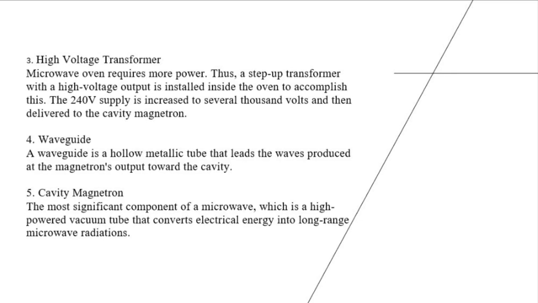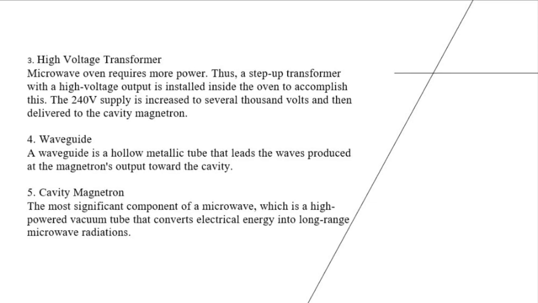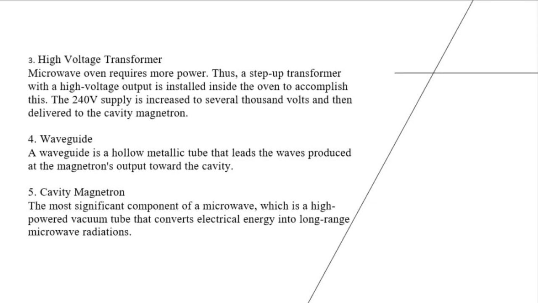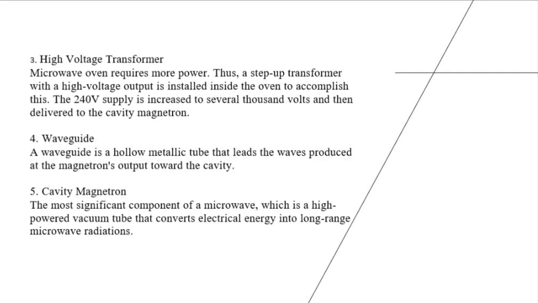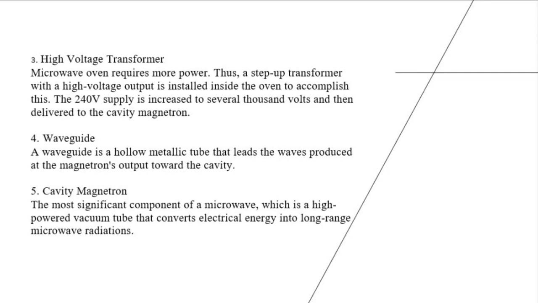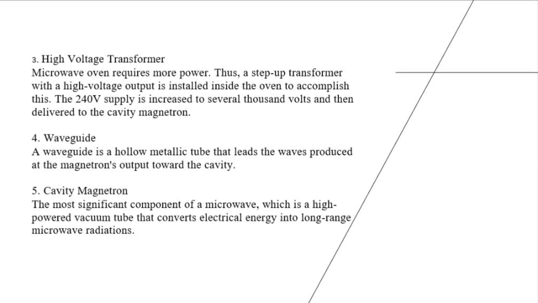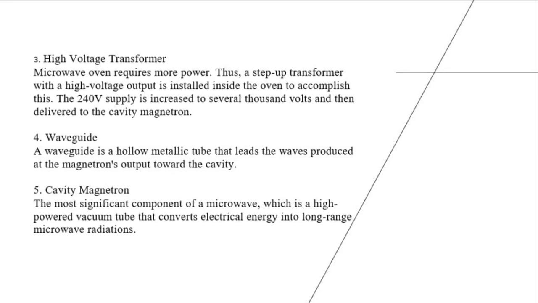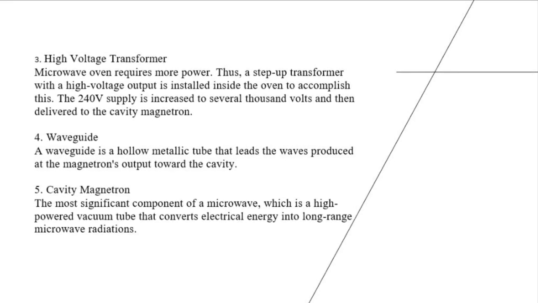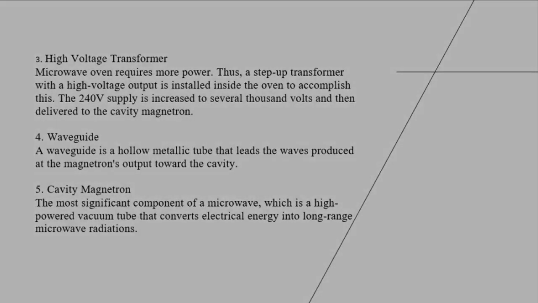And then we have the waveguide. A waveguide is a hollow metallic tube that leads the wave produced at the magnetron output towards the cavity. Lastly, we have the cavity magnetron. It is the most significant component of a microwave, which is a high-powered vacuum tube that converts electrical energy into long-range microwave radiations.